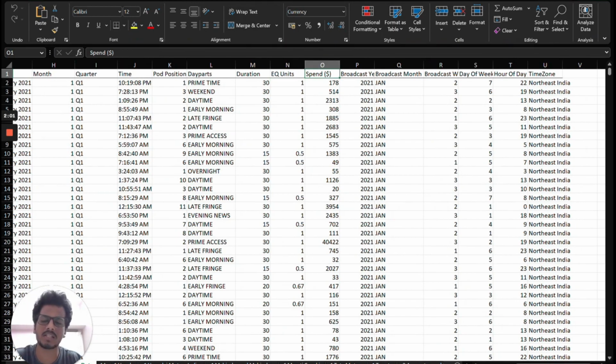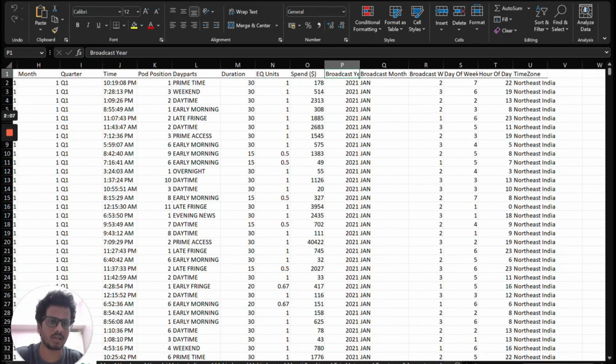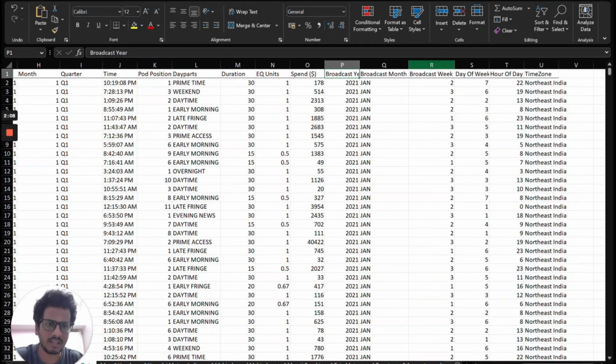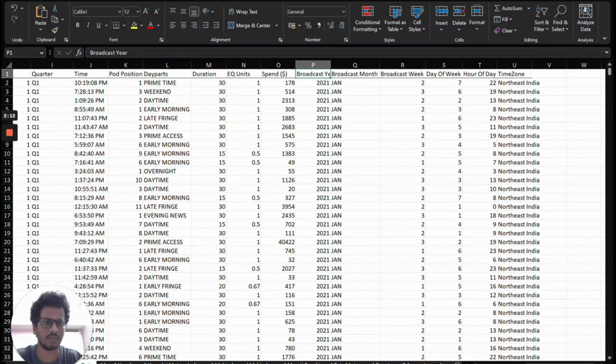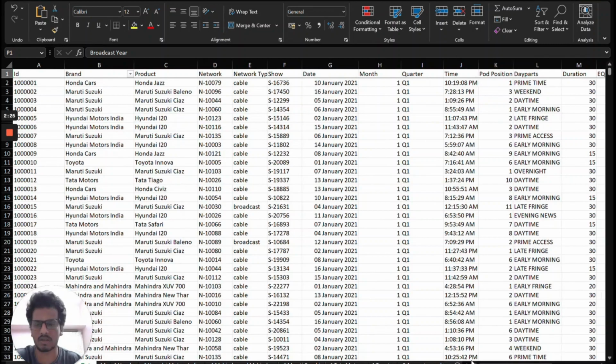Broadcast year is 2021, so the entire column has the same value. Then there is broadcast month and broadcast week, and this is day of the week. Then hours of day and time zone; there are mainly five time zones: northern India, southern India, northeastern, northwestern, and central India. Fine. So this is a short introduction to the data set which we have got.